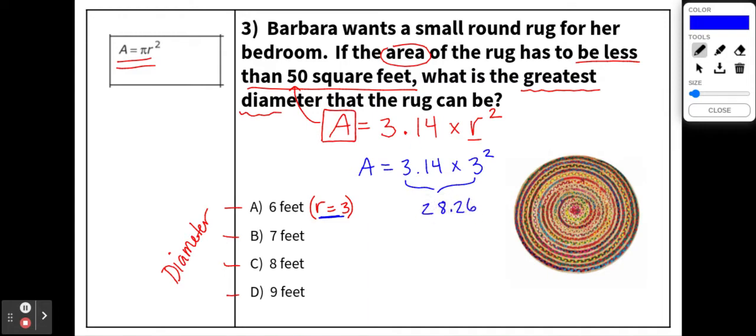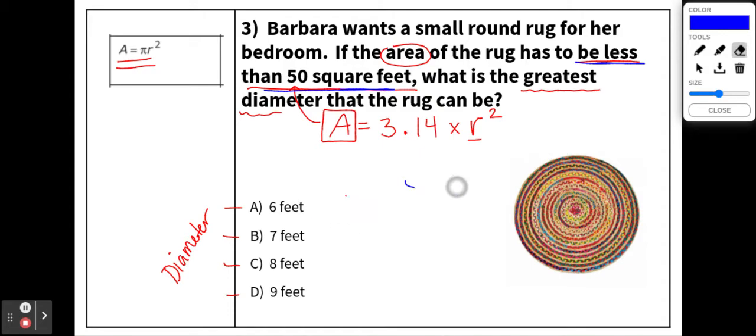Now this is just a starting point for us. Now remember, we want the area to be less than 50 square feet, less than. This is definitely going to be less than, but we want the greatest diameter that we could have. And it looks like Barbara could have a much bigger rug than the 6-foot rug. So let's try a different one.